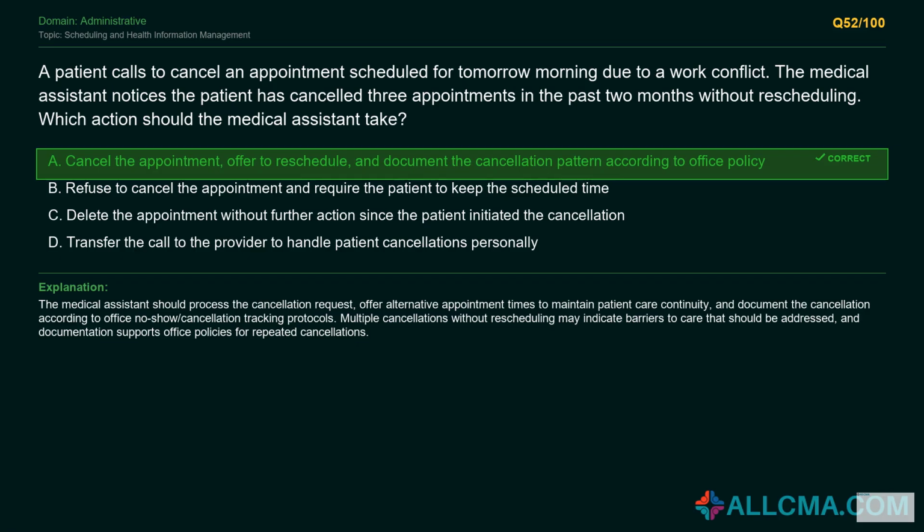The medical assistant should process the cancellation request, offer alternative appointment times to maintain patient care continuity, and document the cancellation according to office no-show/cancellation tracking protocols. Multiple cancellations without rescheduling may indicate barriers to care that should be addressed, and documentation supports office policies for repeated cancellations.